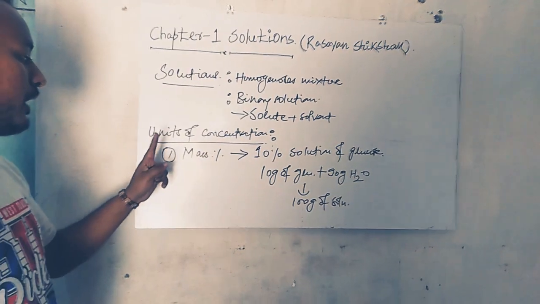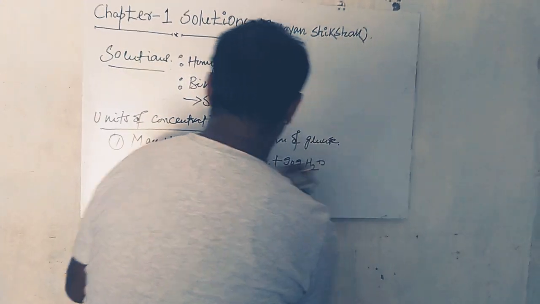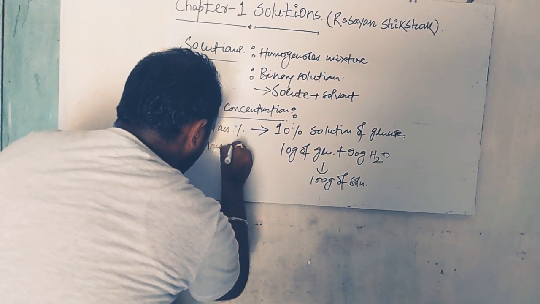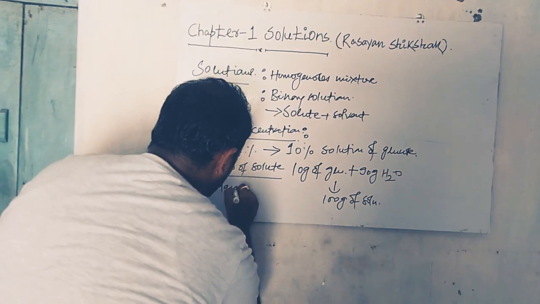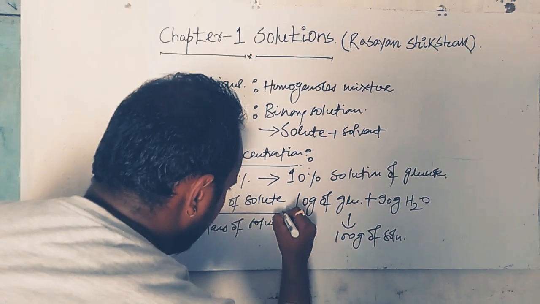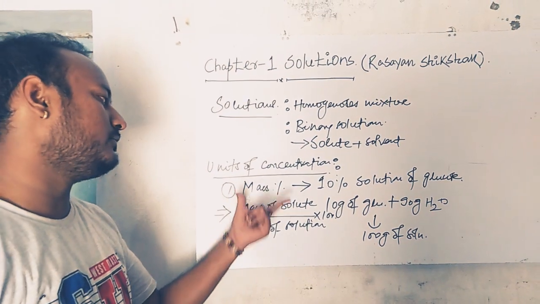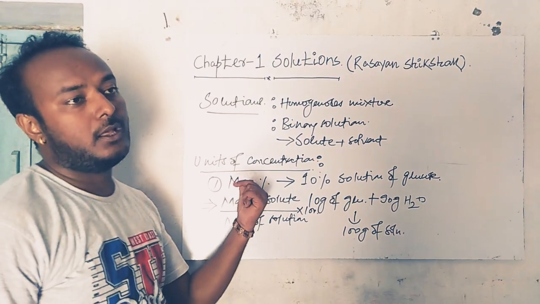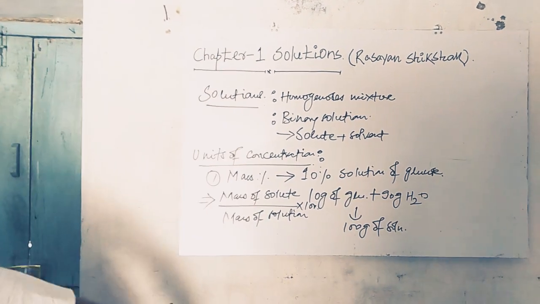Next, what is the way to calculate? The formula for mass percentage becomes mass of solute by mass of solution into 100. This is mass percentage, and you have already studied about it in class 11th and previously in class 9th also.